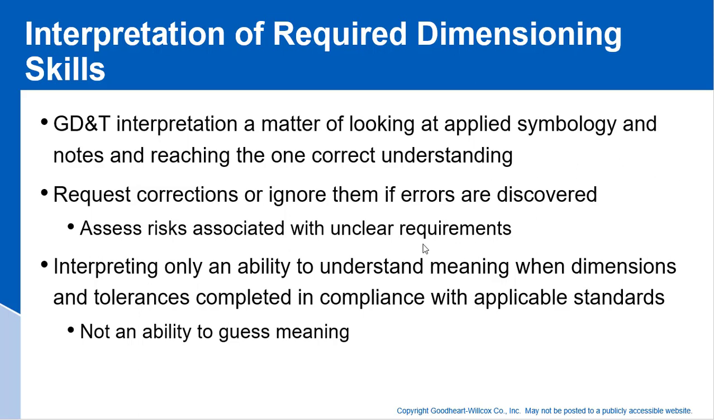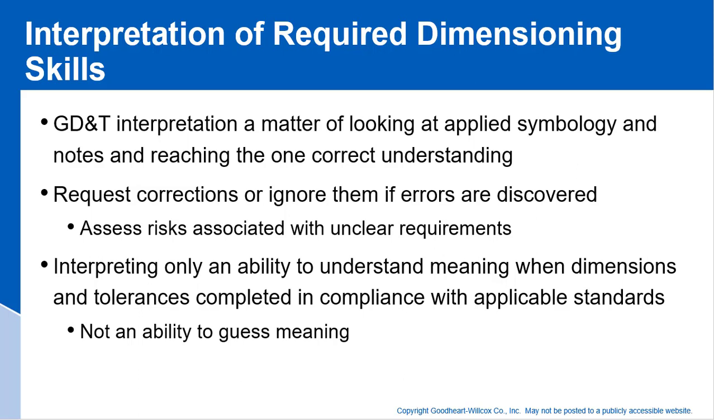Okay, so again, it's very important. Otherwise we have to request corrections or ignore them if errors are discovered. I mean, that just causes problems. Interpreting is only an ability to understand meaning when dimensions and tolerance are completed in compliance with applicable standards. Okay, so there's no guessing here. You work to the standards and everything is understandable, and you have one interpretation and you have no ambiguity.